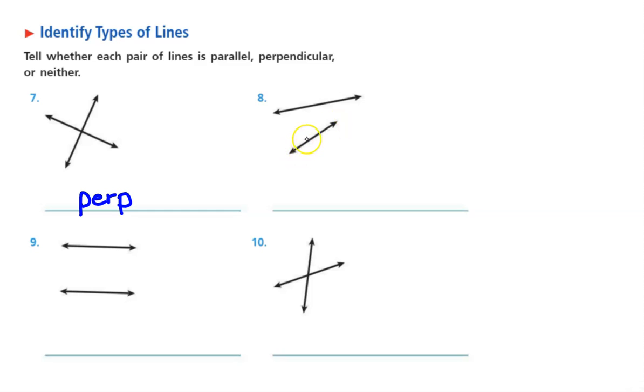If I were to continue on this line and carry it on forever, these two are eventually going to cross paths, and they are not going to cross at a 90-degree angle. So because of that, we are going to say that this one is neither. Oops, neither.